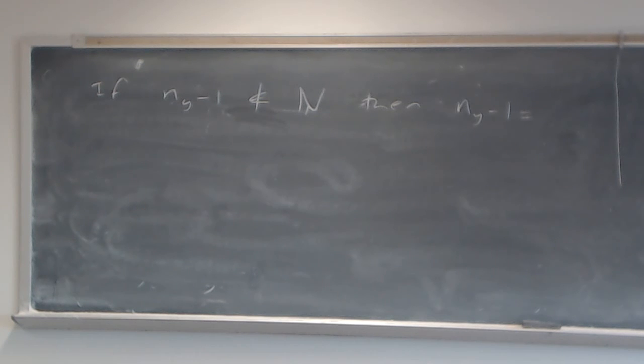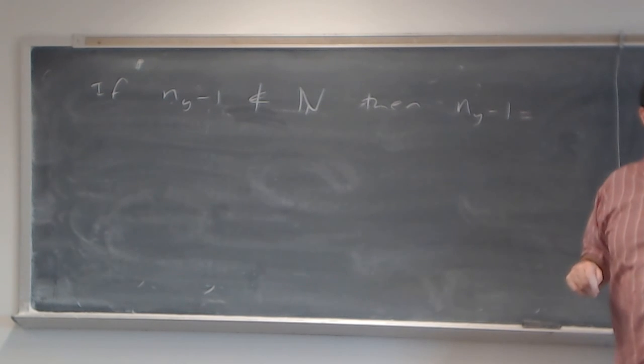Say it again, Chuck. 1. 1 minus 1 is 0. 0 is not a natural number. So what is that? n sub y must have been 1. So what's n sub y minus 1? 0.